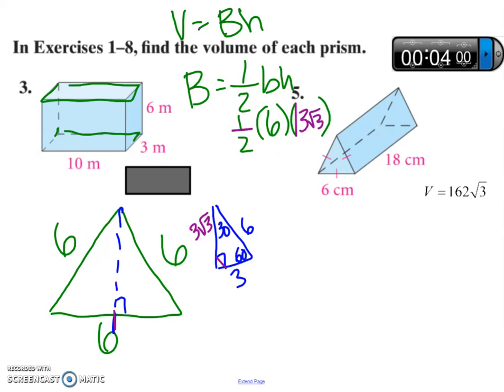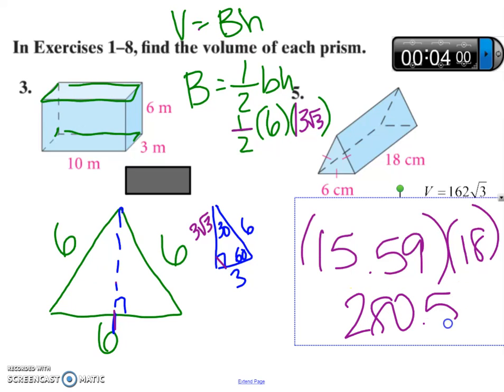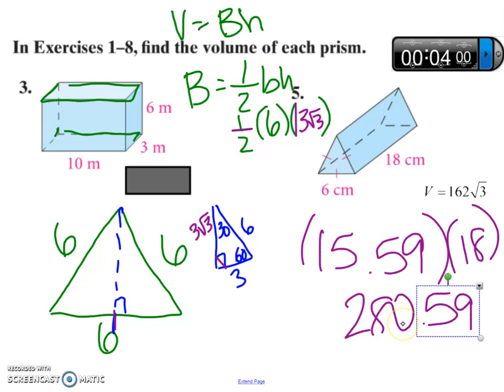And then I'm going to go ahead and do this as a decimal, which is 15.59. And then that times the height of the prism gives me 280.59. Which also, if you leave it in terms of the square root, you would get 162 times the square root of 3. I just don't want to talk about that right now.